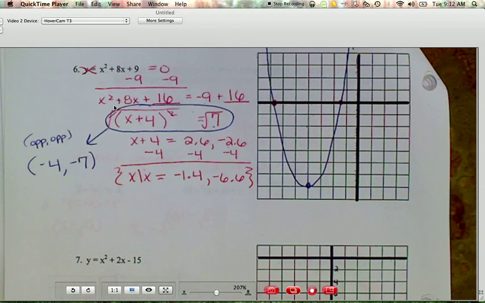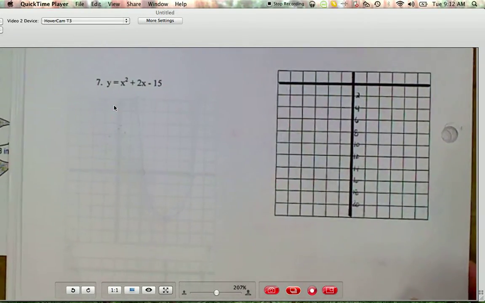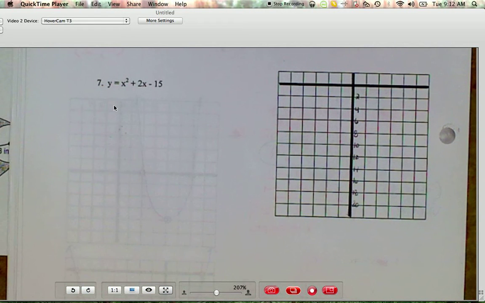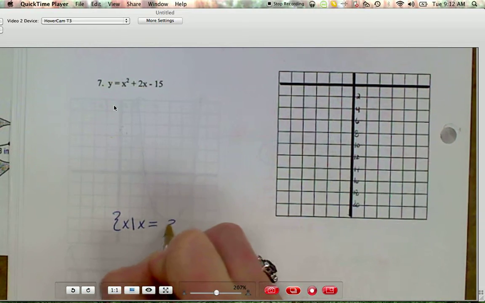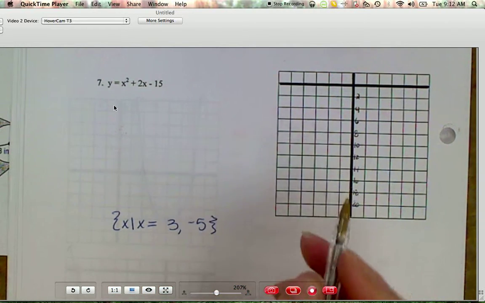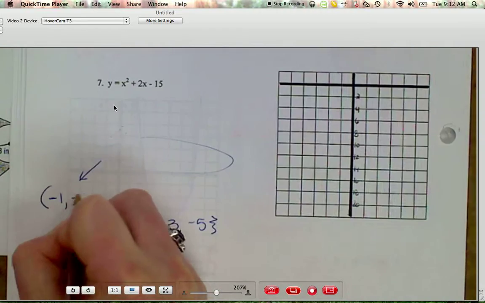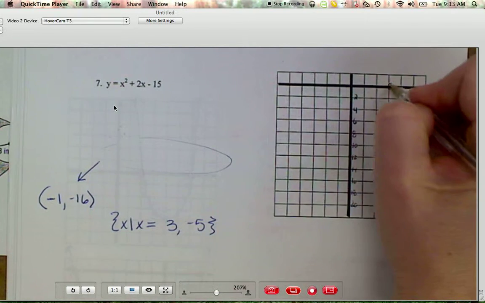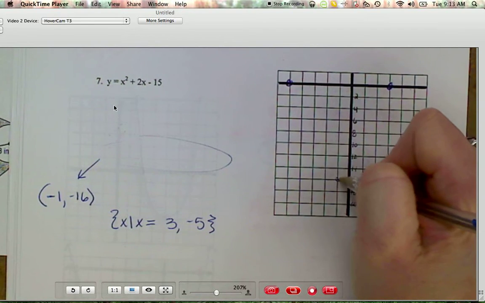And we're all set. I'm not going to do the last one with you, but I am going to go ahead and give you the answers so that you can check your work. So go ahead and push pause here before you check your work. Alright, so when you solve it, you should get x equals 3 and negative 5. And when you pull your vertex out of the step in the middle here, you should get negative 1, negative 16. So check your work, and then when we graph it, it should be 3 and 1, 2, 3, 4, 5, and negative 1 and negative 16.